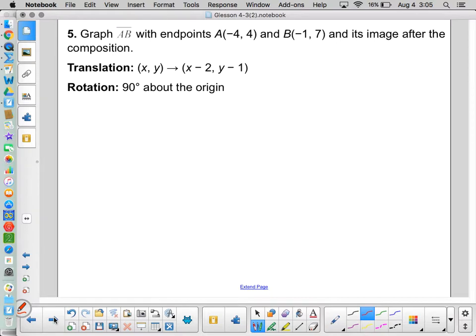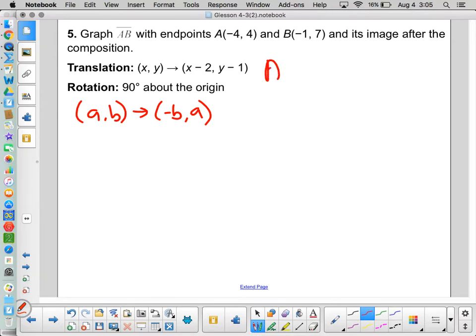Translation and a 90-degree rotation. Again, 90-degree rotation, AB goes to negative BA. I only remember that because we just did it on the previous page. Translation is down 2 and left 1. So x minus 2, y minus 1.